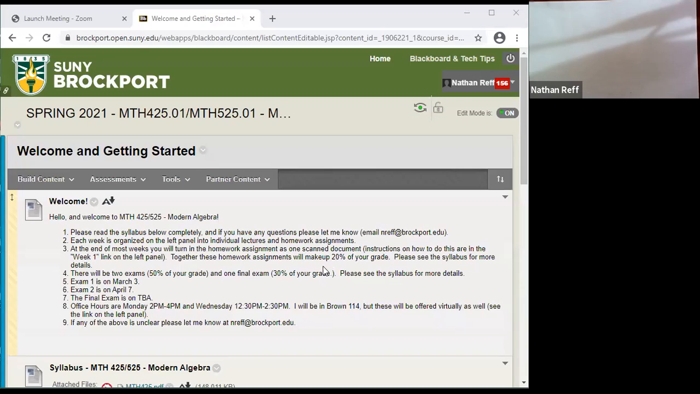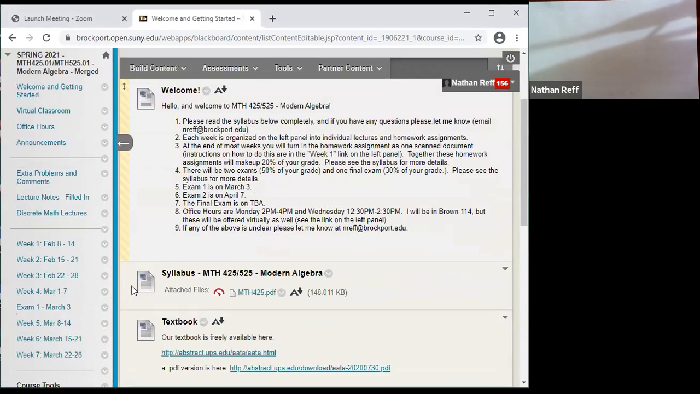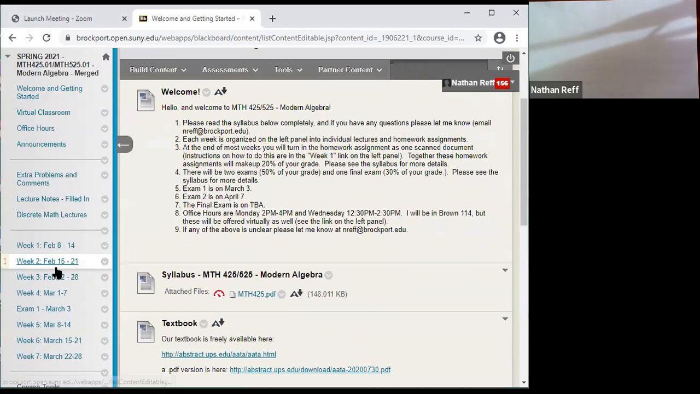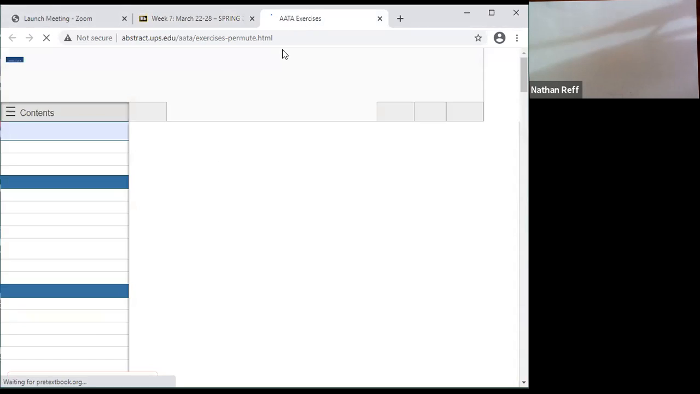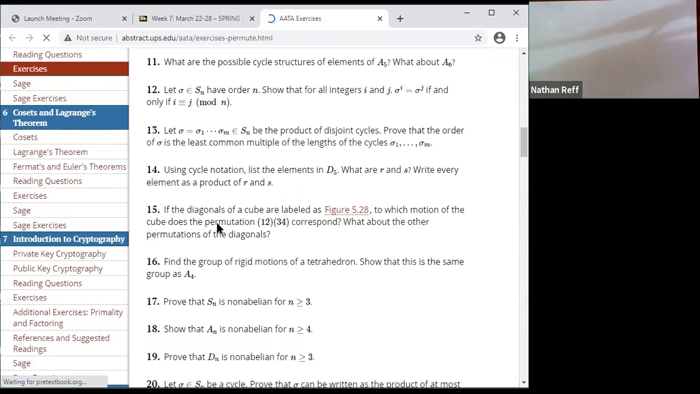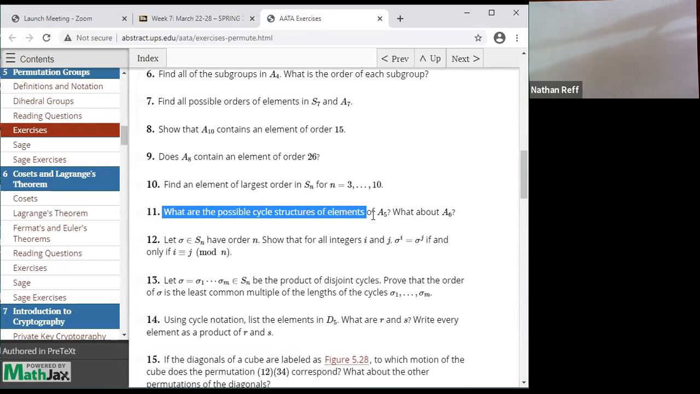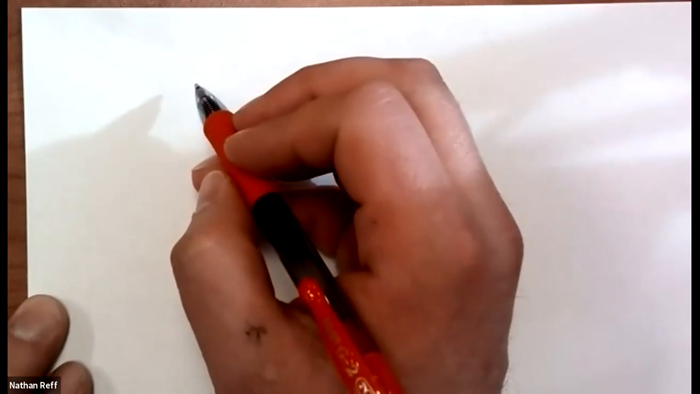Okay, so chapter 5, number 11. What are the possible cycle structures of elements in A5 and A6? So one thing I wanted you to see, okay, so stop sharing that. A trick that you could use is this.